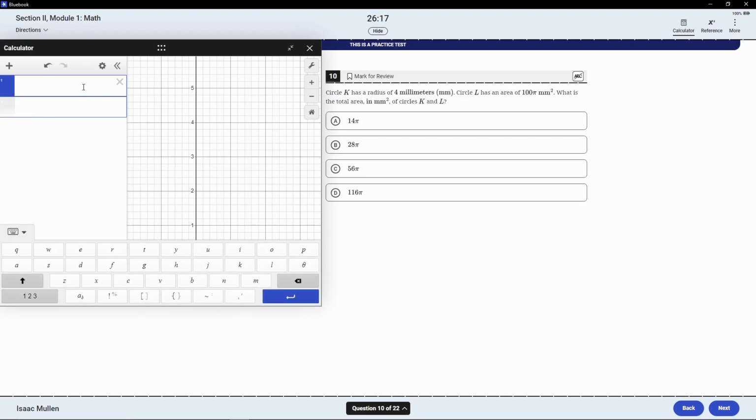Circle K has a radius of 4 millimeters. Circle L has an area of 100 pi millimeters squared. What is the total area in millimeters squared of the circles L and K?